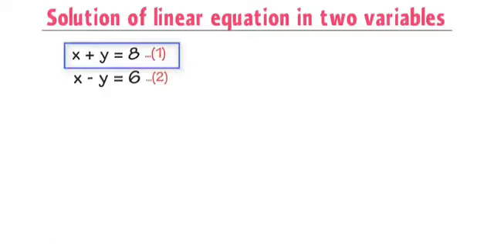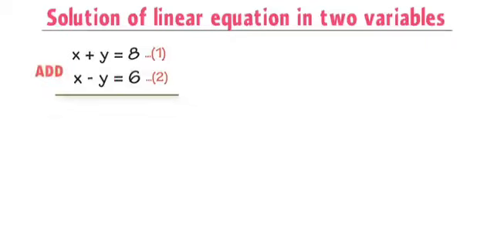Now look at equation number 1, where the coefficient of y is plus 1. And then look at equation number 2, where the coefficient of y is minus 1. So if we add equation number 1 and equation number 2, plus y and minus y will be cancelled out, and we will get only x variable. And then solving one variable equation will be pretty easy job.